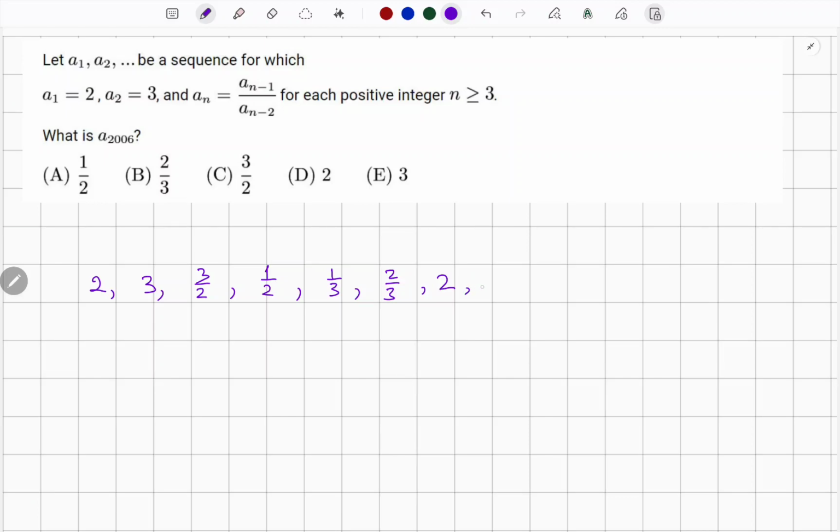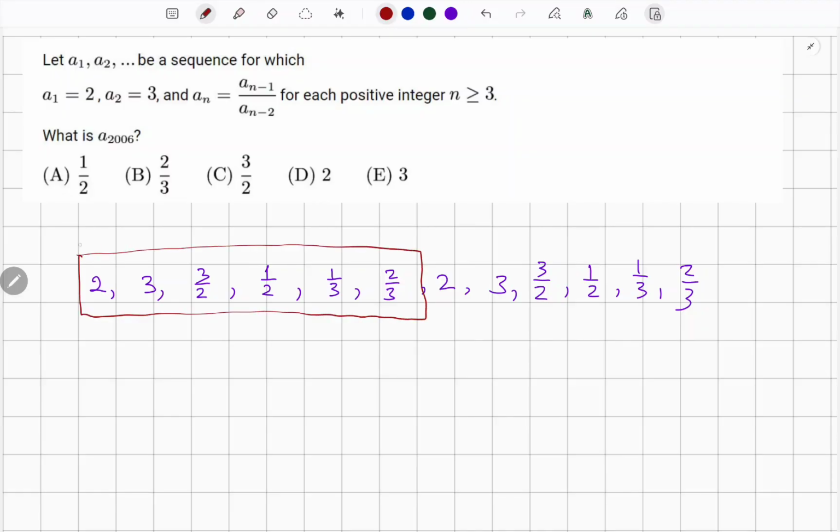It repeats. So 2 divided by 2/3 is, yes, 3. So everything repeats again. Usually, for teaching purposes only, I write down 2 full periods. Of course, I know the term after 2/3 is 2, and so on.